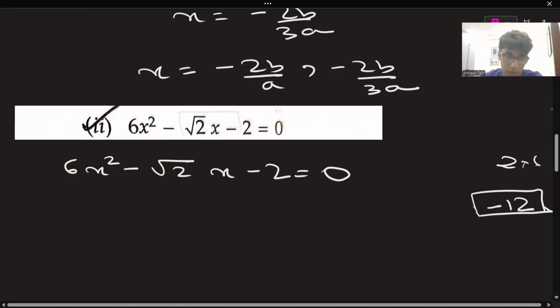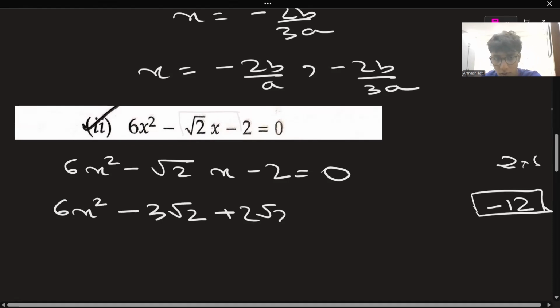So we simply write that as 6x squared minus 3 root 2 plus 2 root 2 x. Okay, there's an x here. Minus 2 equals to 0. Now add these two up: minus 3 root 2 plus 2 root 2 is minus root 2, exactly what we wanted. Minus 3 into 2 is minus 6, exactly what we wanted. Root 2 into root 2 is 2, so minus 6 into 2 is minus 12. And this is exactly what you have to do. With practice, you'll get it really easy.